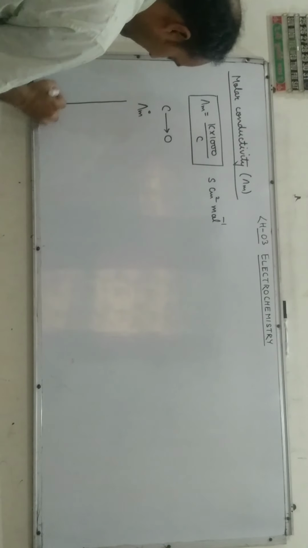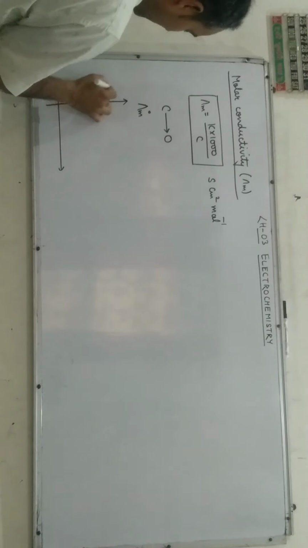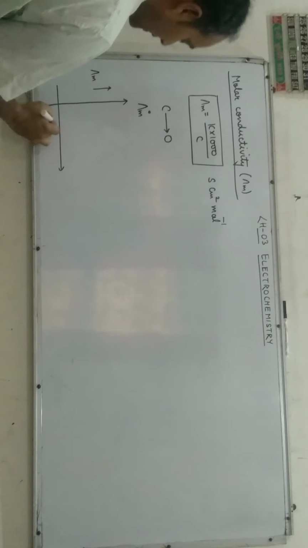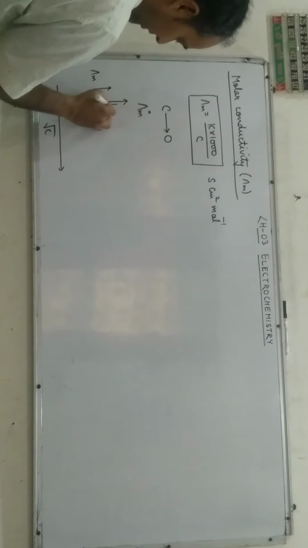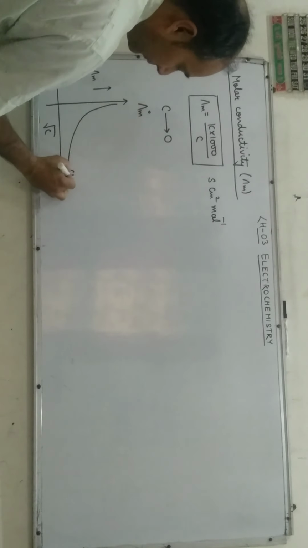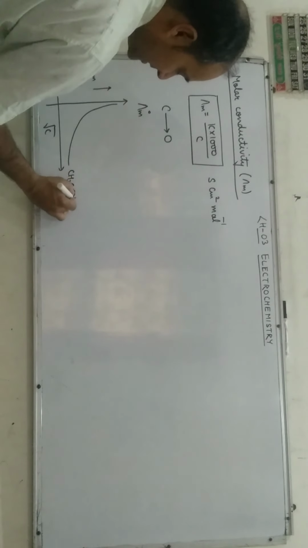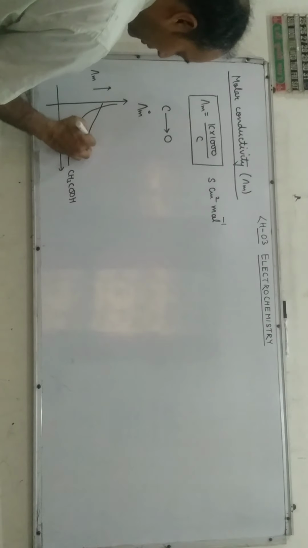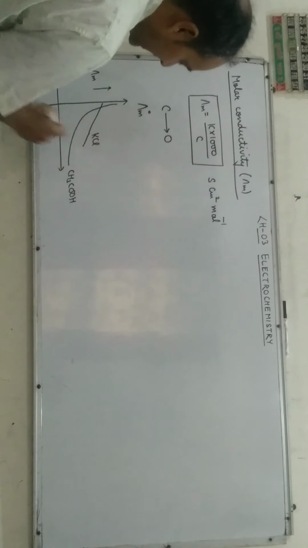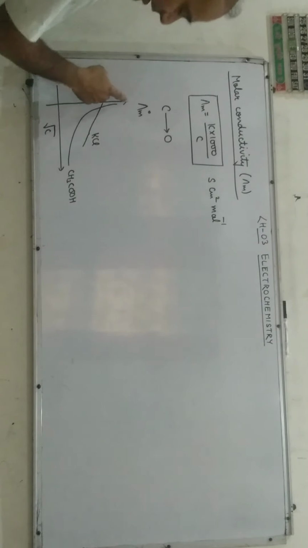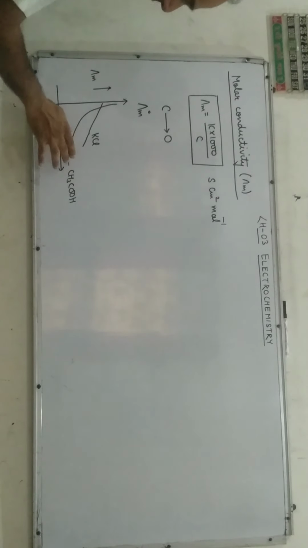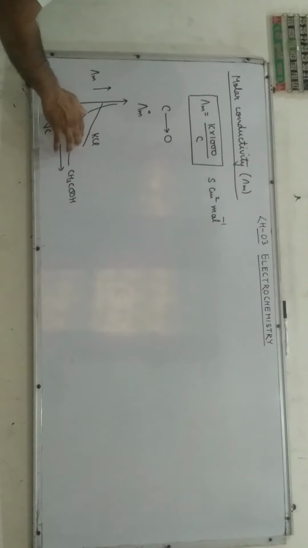If we plot a graph between the molar conductivity and the square root of concentration, this type of graph indicates a weak electrolyte like acetic acid, and this type of graph indicates a strong electrolyte like KCl. It is clear that a weak electrolyte slowly ionizes while the strong electrolyte quickly dissociates.